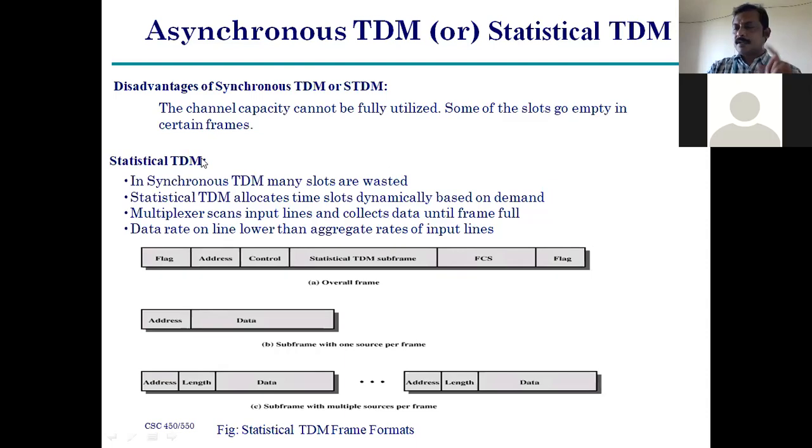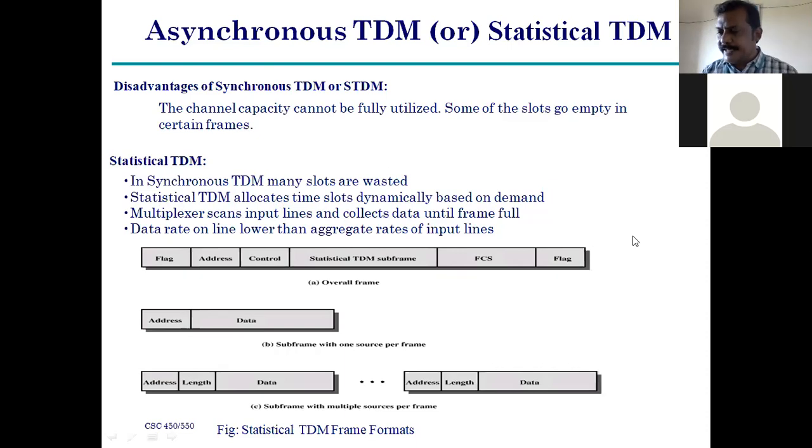So in synchronous time division multiplexing, many slots may be wasted. Maybe means they may be used or not, so we say many slots are wasted 100%. So statistical time division multiplexing allocates time slots dynamically based on demand.